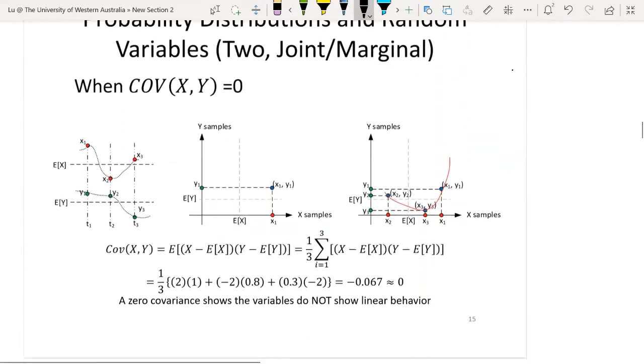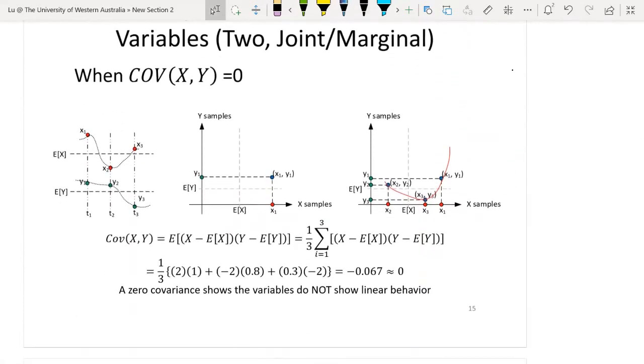In the third case, how about if the covariance value between x and y is equal to 0? Now, on the left-hand side, you can see the first graph. So x remains to be x, but for the y variable, the behavior is really random.